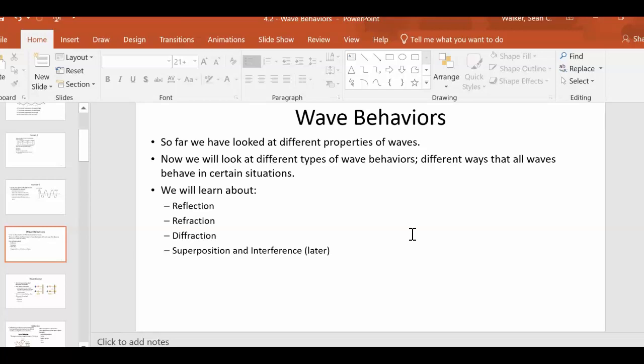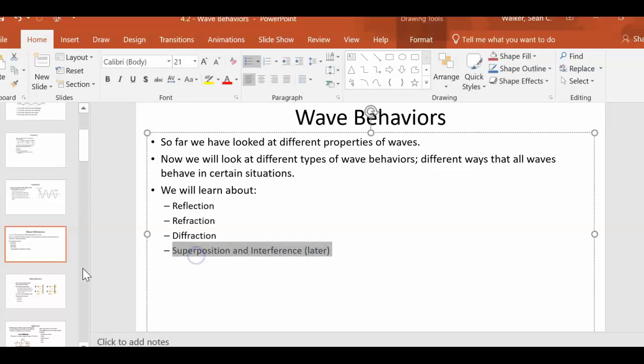In this video, we're specifically going to look at reflection, refraction, and diffraction, and so you need to know what each of those are, some possible applications, and the concepts involved there. Okay, and then later on, we'll talk about another wave behavior, which is superposition and interference.